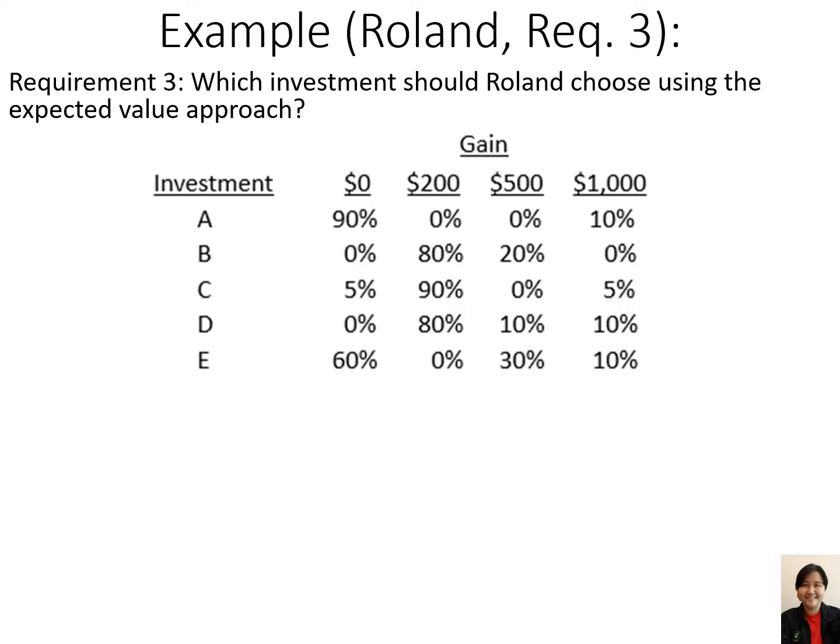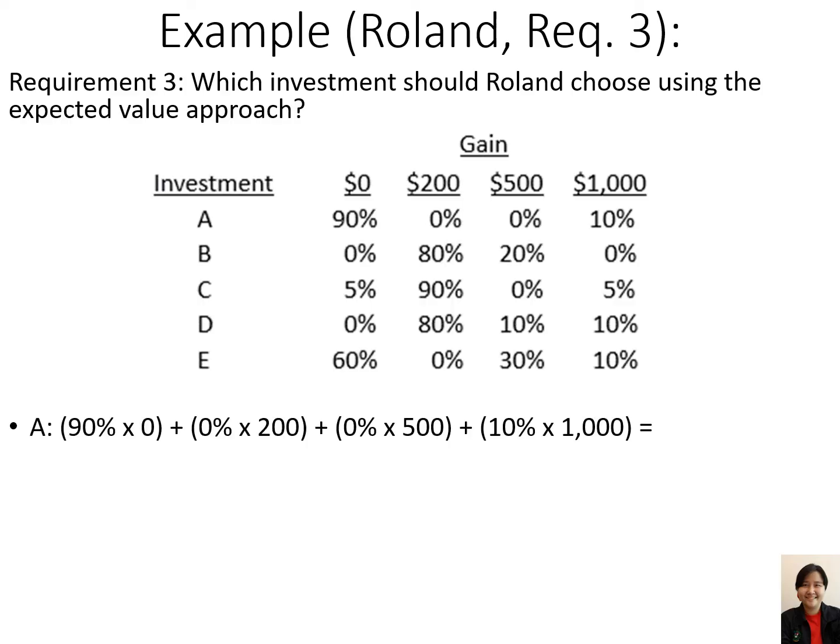Let us now move on to the last requirement, requirement 3. Which investment should Roland choose using the expected value approach? All we have to do is to multiply the probabilities to the 4 possible gains or payoffs. So for investment A, that is 90% times 0 plus 0% times 200 plus 0% times 500 plus 10% times 1,000, and that would be $100.